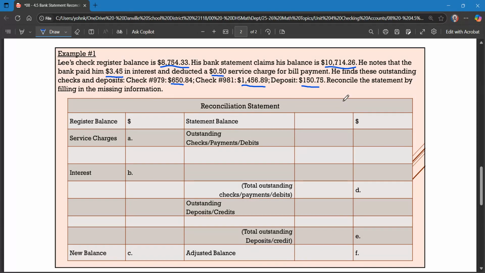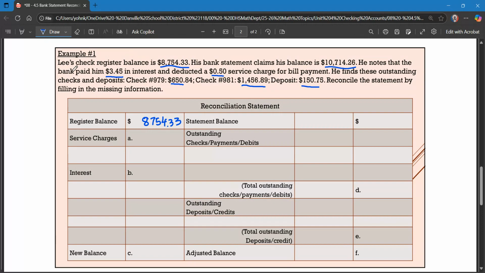We need to reconcile the statement by filling in the information. So basically, right now our check register says $8,754.33. So here it says register balance, here it says register balance. So we're going to put the number $8,754.33 here. Let's change that. Okay. There's letters here, A, B, C, D, E, F. Those are the things that you need to fill in to be able to see that the statement and the register are reconciled. Okay, let's keep reading.